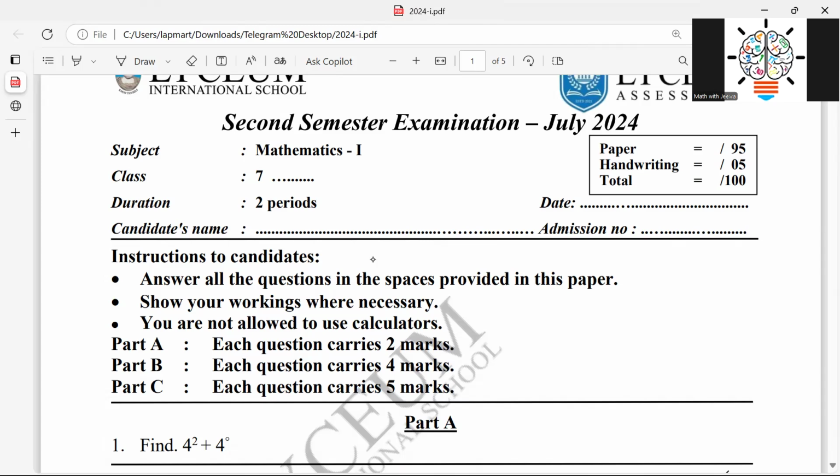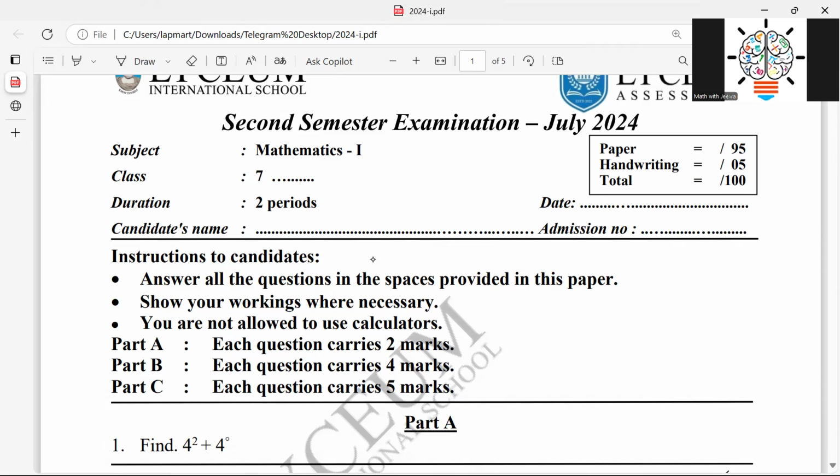And you want to answer all the questions in the spaces provided in this paper. That means you are not allowed to use any other lined papers on the exam day when you are writing the answers for paper 1.